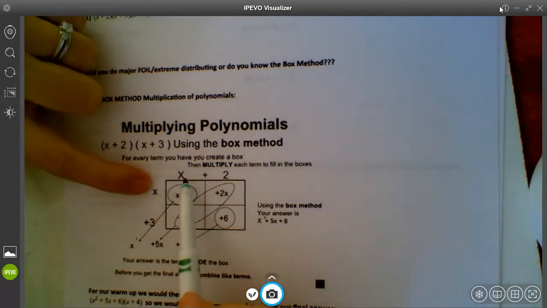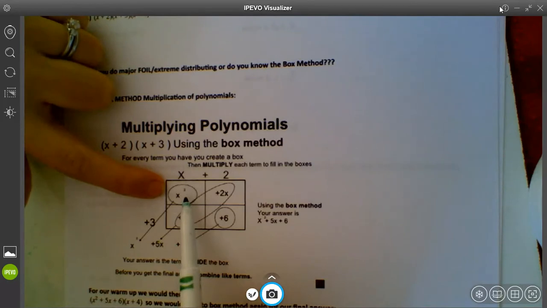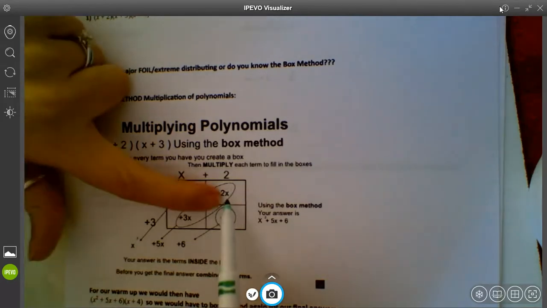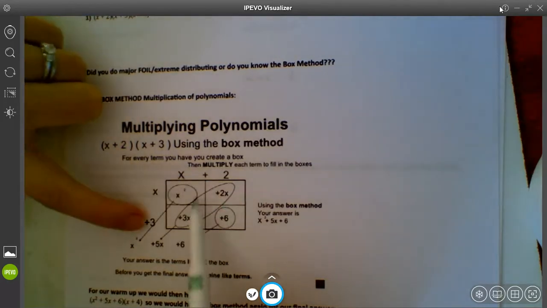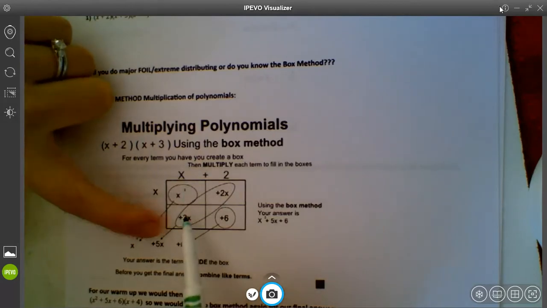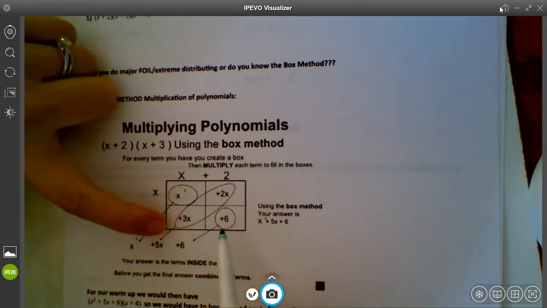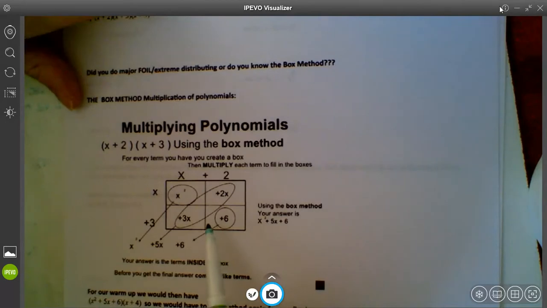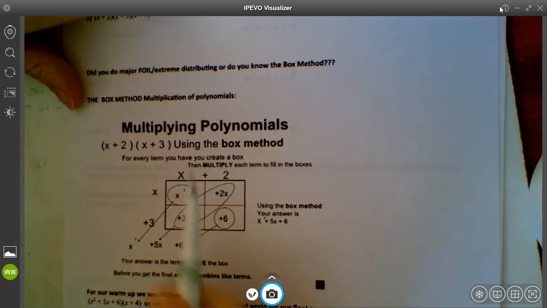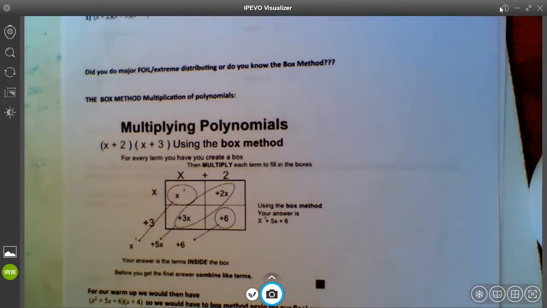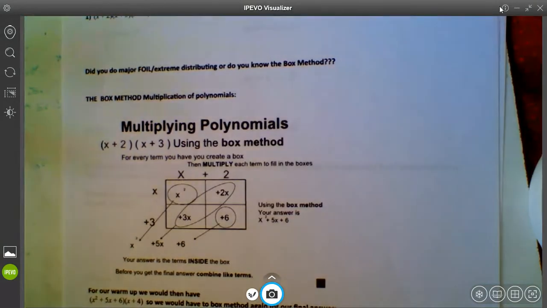So for example, you do x times x, you get x squared in this box. You do x times 2x, you get 2x in this box. 3 times x, you put 3x in this box. 3 times 2, you put 6 in this box. And then you combine like terms to get out of the box. So x squared, 5x, because you do a 3x and a 2x, plus 6. So now you know that this is equal to this. Which again, you could have FOILed.